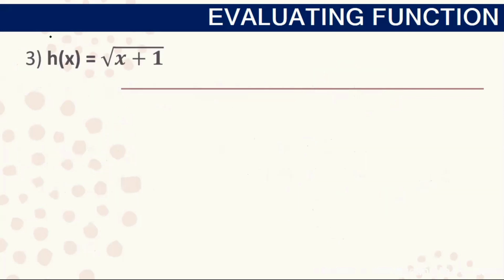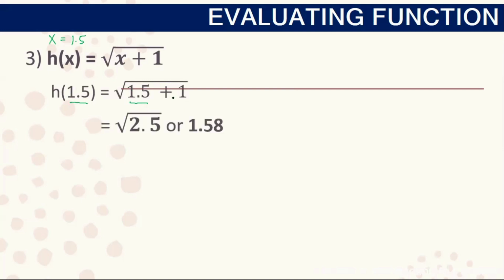So as simple as that. Next example, we'll use again x is equal to 1.5 here. So number 3, so again do the substitution. h of 1.5 equals the square root of 1.5 plus 1. Then simplify the values inside the radical sign. So 1.5 plus 2 is 2.5. Then the square root of 2.5 is approximately 1.58.